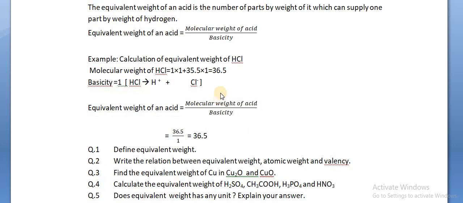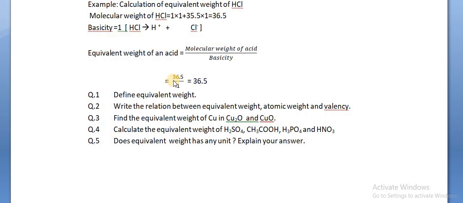So now let us calculate the equivalent weight of HCl, hydrochloric acid. We can calculate the molecular weight. The atomic mass of hydrogen is 1 and the atomic mass of chlorine is 35.5, so when you add these it will come as 36.5. The basicity of this HCl, since it can give only one H plus ion, will be 1. So when you put in the formula, equivalent weight of an acid equals molecular weight of acid by basicity, the molecular weight we have calculated as 36.5 and basicity is 1. So 36.5 divided by 1 will come as 36.5. This is the equivalent mass of the acid. By using the same formula we can calculate the equivalent weight of other acids as well.